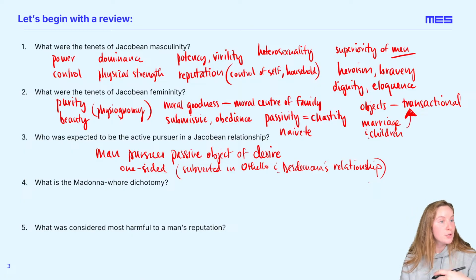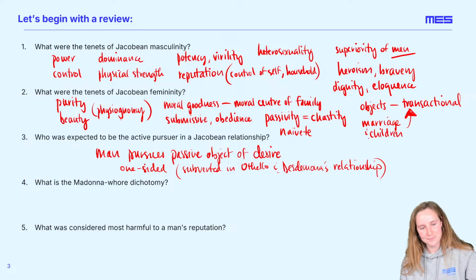Because it's Desdemona who pursues him, who makes her feelings plain. She's not meant to. In fact, women were expected to decline marriage invitations or marriage proposals first, as a sign of them not being too eager or too keen.